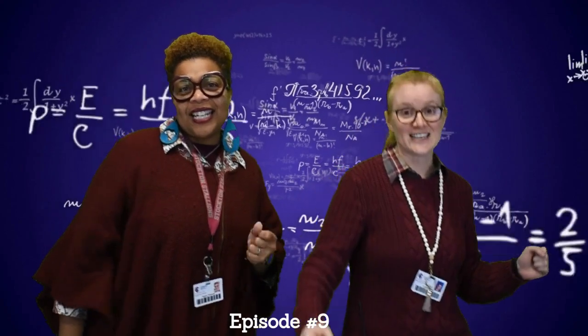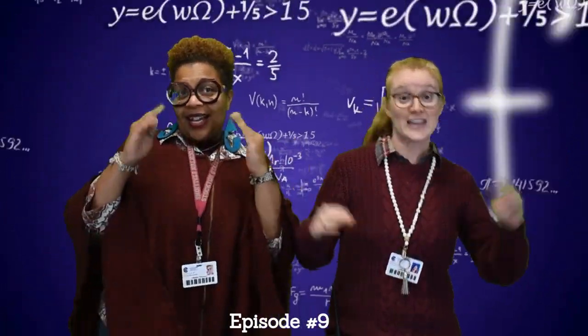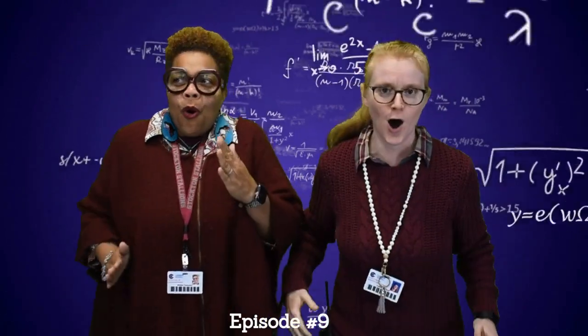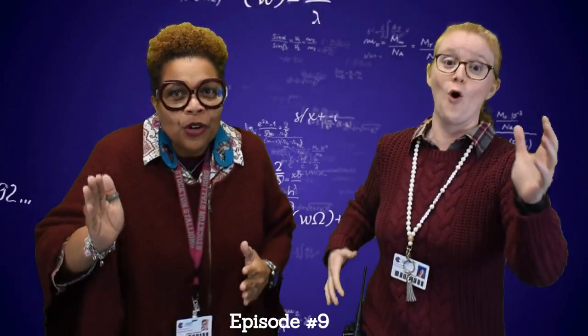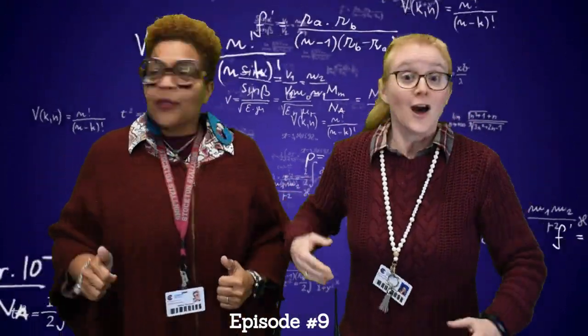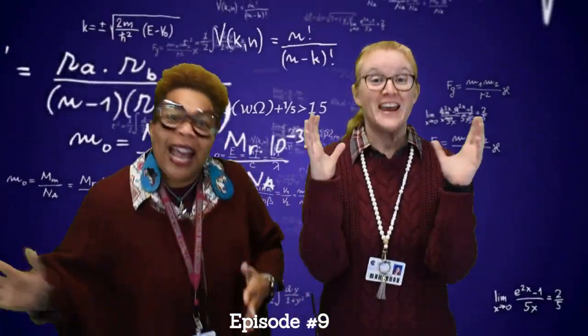Slope-intercept form is easy, you see. It's y equals mx plus b. Slope-intercept form is easy, you see. It's y equals mx plus b. Let's slow that down. Slope-intercept form is easy, you see. It's fast forward. Y equals mx plus b.